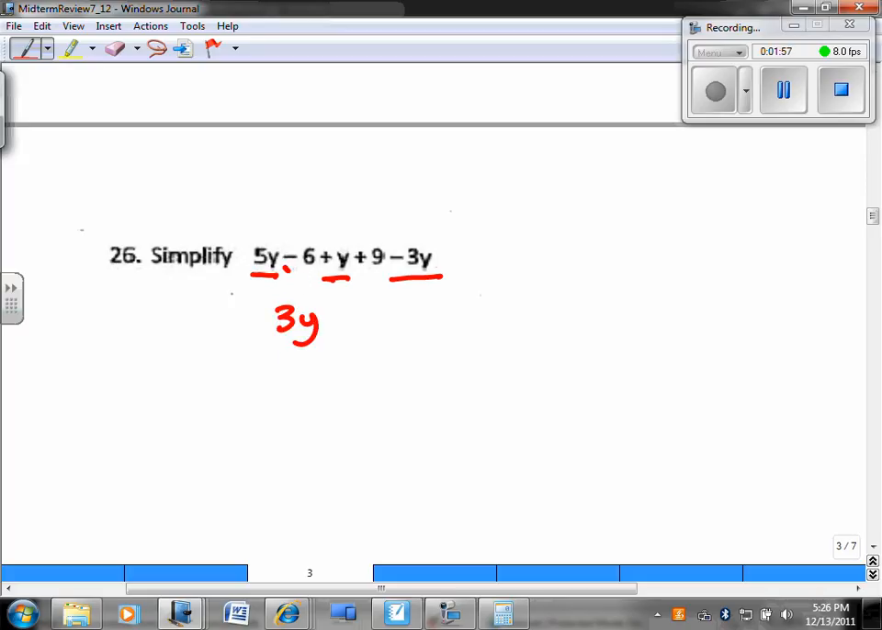Okay, and then let's see. We've got negative 6 and positive 9. Those are like terms. They don't have any variables attached to them. When we combine them, we get plus 3. So our simplified answer here is 3y plus 3.